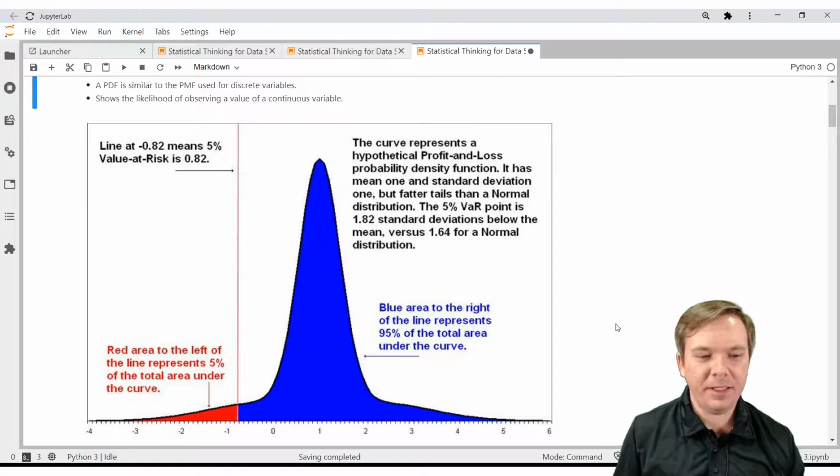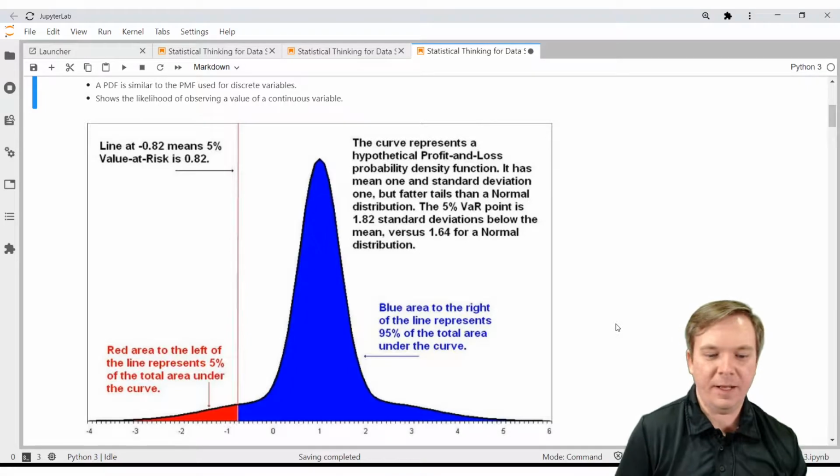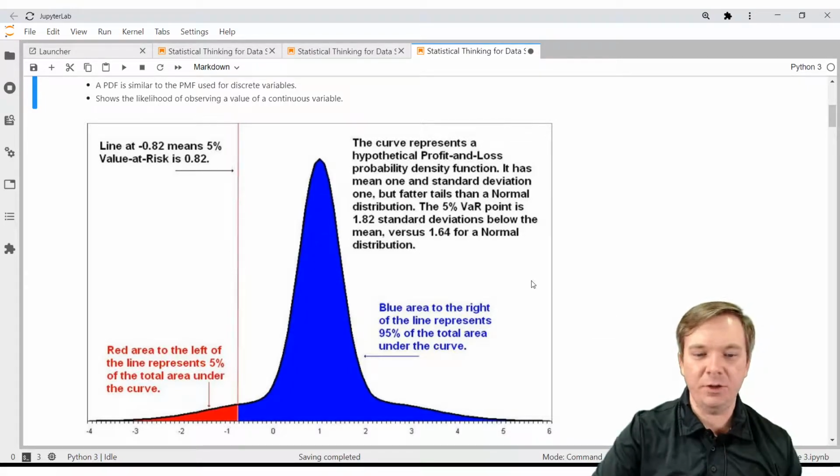This probability density function is a lot like a histogram, but it's actually more like a probability mass function that's used for discrete variables. So this shows the likelihood of observing a value of a continuous variable, okay? So let's represent how to use this, okay?